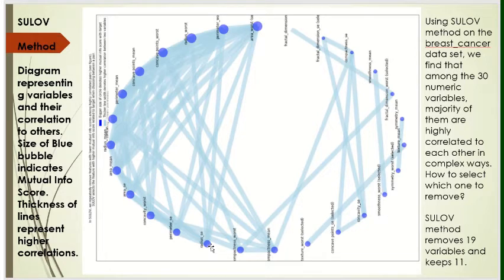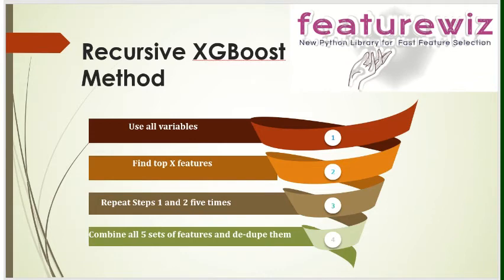This way, we remove variables. We select one variable that has the highest mutual information score, and we remove all variables correlated to it, because we no longer have any need for them; the information that they have is already encapsulated in the variable that we have chosen. As we go through this, we are able to remove the variables that are highly correlated to each other and have very minimal information. Finally, we apply XGBoost. In the remaining variables, we use those variables to build an XGBoost model. We find the top X features, we repeat steps 1 and 2 5 times, and we combine all 5 sets of features and dedupe them.